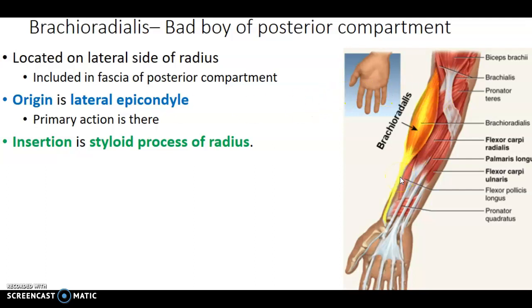Now it's called the coffee drinker's muscle because if you flex to drink a cup of coffee, you're actually going to do a little bit of pronation as well. And it does that as well. So if you're drinking coffee, you are going to be using the brachioradialis. So we're going to look at the posterior compartment of the forearm in our next video.